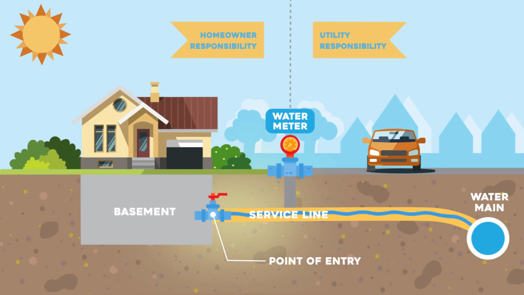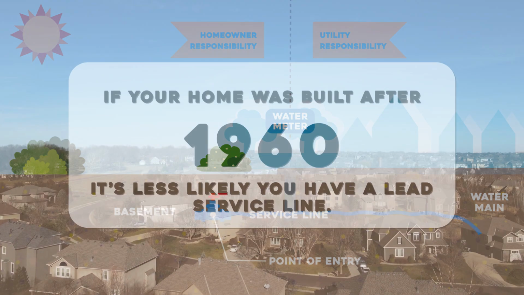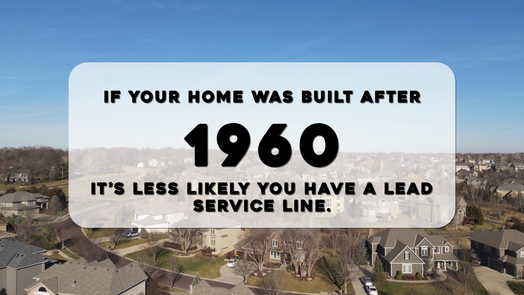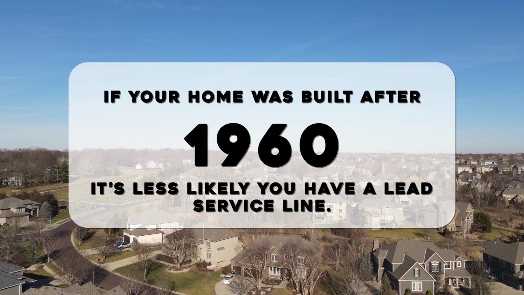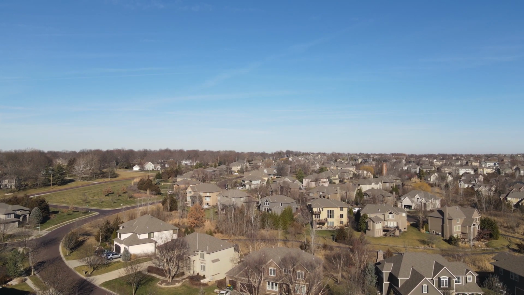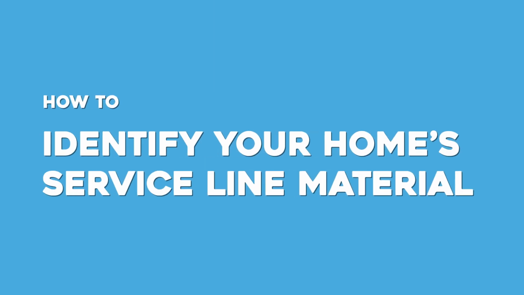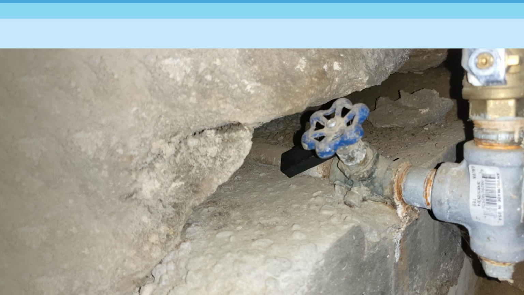Homeowners are responsible for the portion of the service line that runs from the property line to the valve inside the home or building. If your home was built after 1960, you are less likely to have a lead service line. Here's how you can use common household items to find out what your home's water service line is made of.